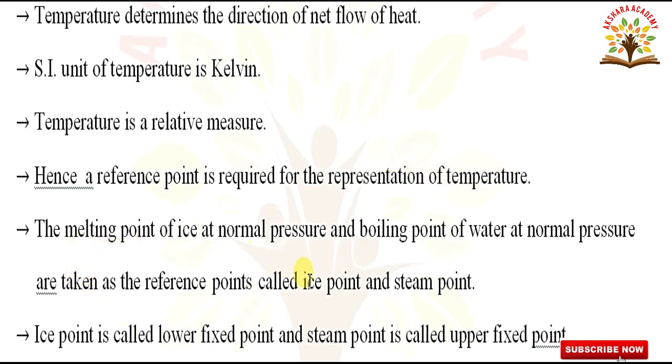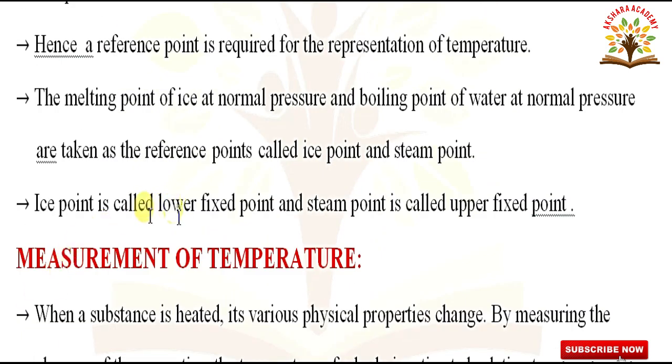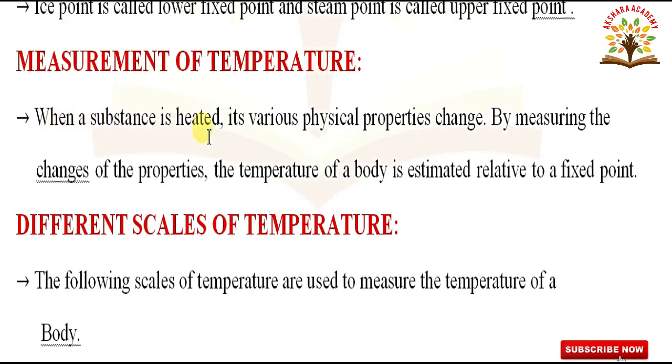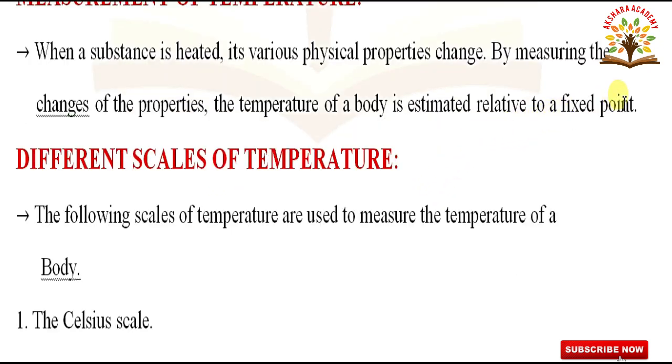So, now we are discussing the ice point and steam point. The melting point of ice at normal pressure and the boiling point of water at normal pressure are taken as the reference points called ice point and steam point. Ice point is called the lower fixed point and steam point is called the upper fixed point. Next, measurement of temperature. When a substance is heated, its various physical properties change. By measuring the change of properties, the temperature of a body is estimated relative to a fixed point.